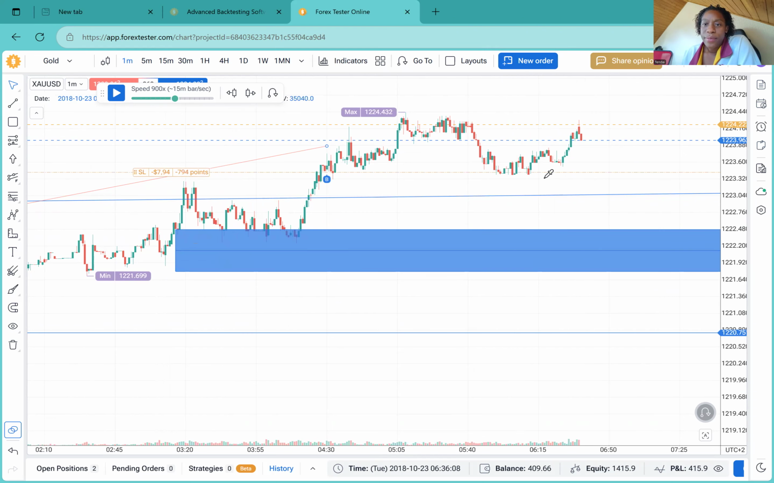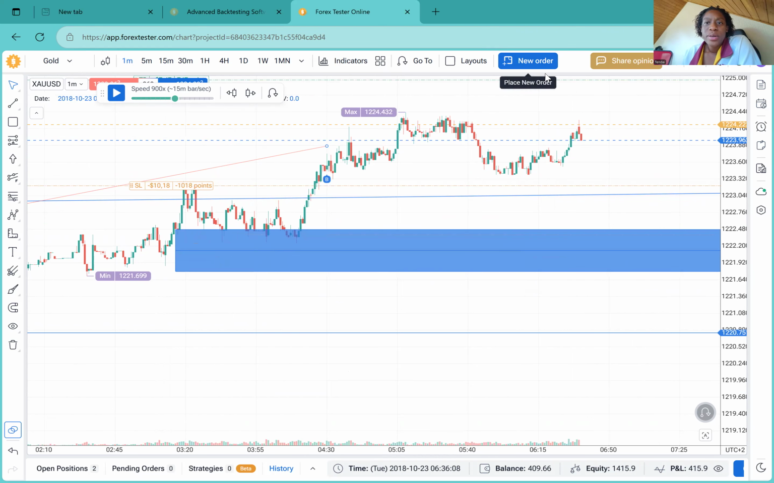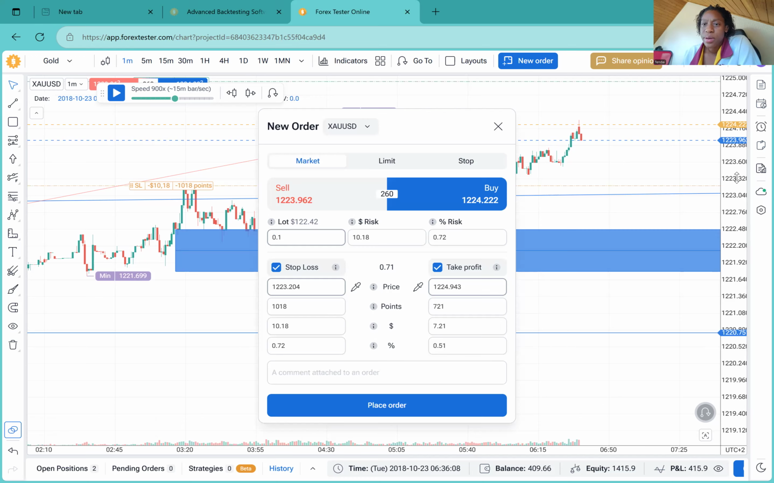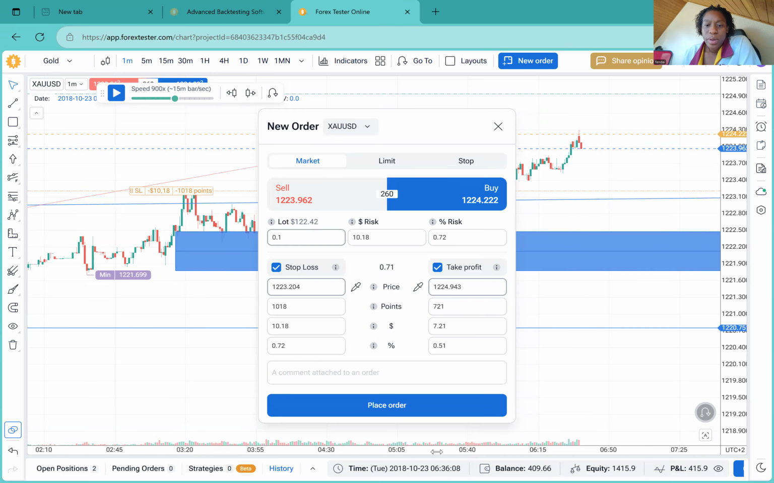And so we are very, very good to buy here. Very good to buy. We put our stop loss down here. And then we target our take profits up here. We need to be able to see where we are targeting. Okay, so place our order.